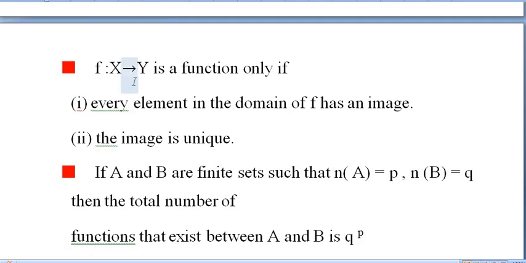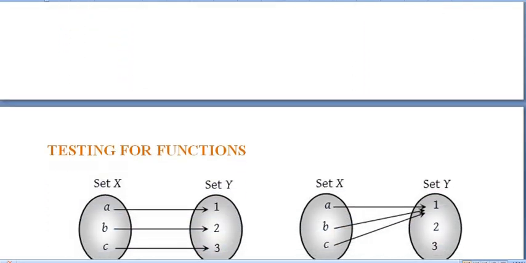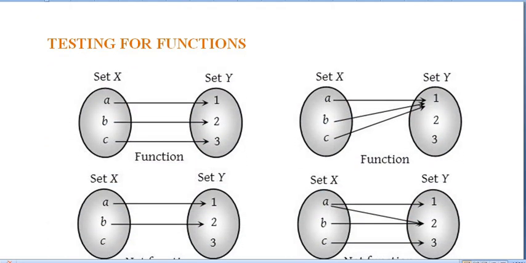A relation from X to Y is a function only if every element in the domain of f has an image, and the image is unique. That means each input has one output. So that is unique. Now, testing for functions: what is a function, and what is not a function? That we are going to see.